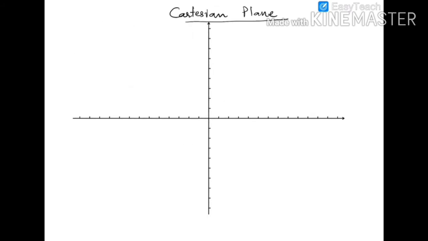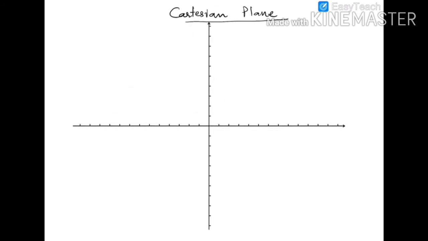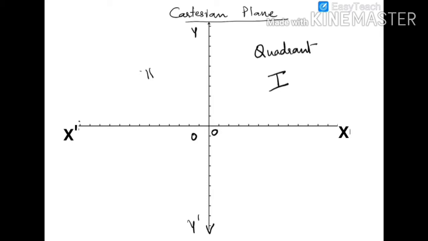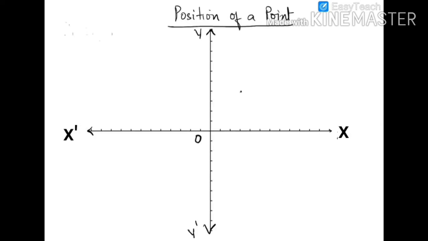So the 4 parts of this plane are given a name. Each part is called a quadrant. And this is the first quadrant, this is the second quadrant, this is the third quadrant, and this is the fourth quadrant. Consider a point P in this Cartesian plane.